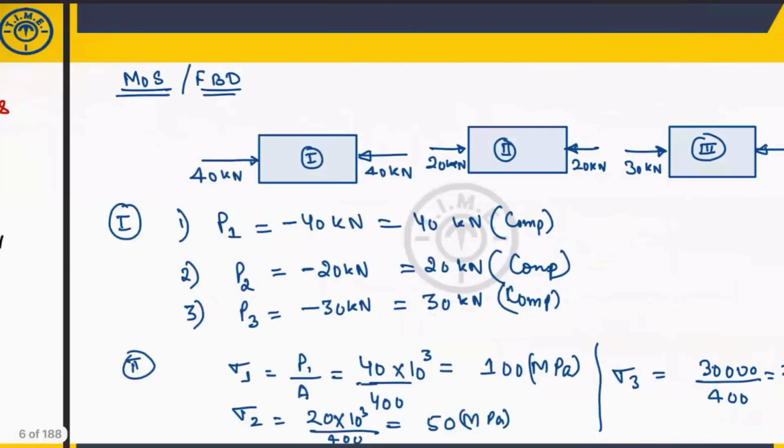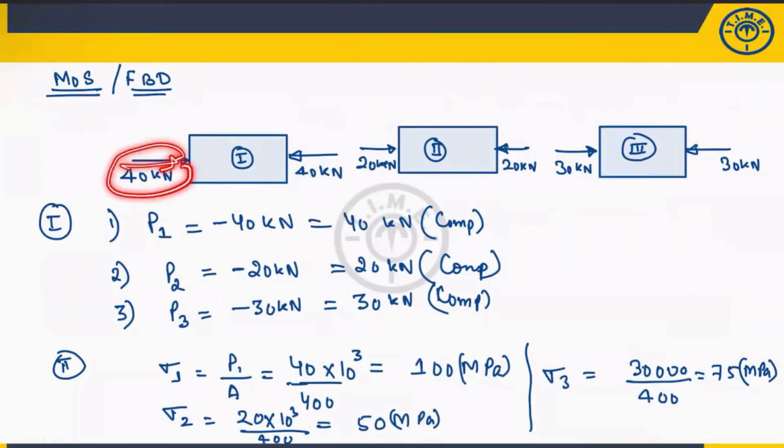You can also understand because if 40 kilonewton is compressive, then 40 kilonewton should be from here. Otherwise, this block, or what we call a bar, is not in equilibrium. It should be in equilibrium. So whatever the force which is acting here, the same force will act here.